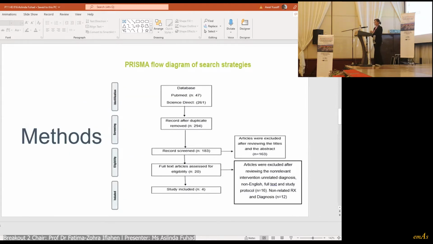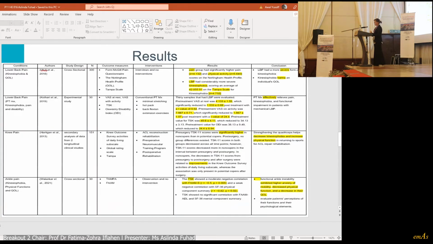So this is my PRISMA flow diagram for the search strategies. When I searched, PubMed showed 47 papers and Science Direct showed 261. But after I reviewed everything, I only had 4 papers included in my literature review. This is one of the results: there are 2 lower back pain articles, 1 knee pain and 1 ankle pain.